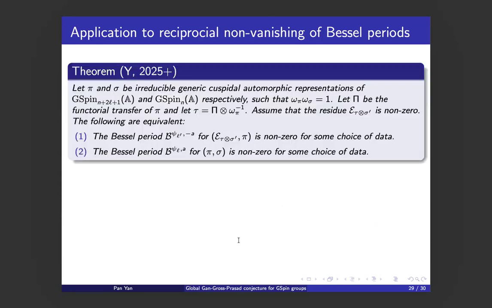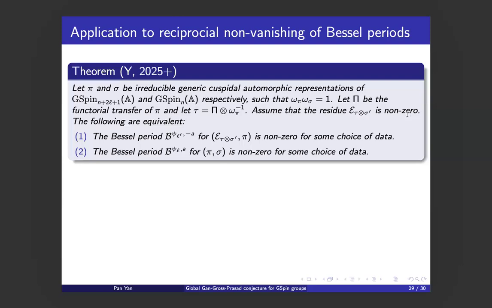And here is a reciprocal non-vanishing result of Bessel periods. We take pi and sigma to be reducible generic cuspidal representations of GSpin(n+2l+1)(A) and GSpin(n)(A) respectively, such that omega pi times omega sigma equals 1. We take capital Pi to be the functorial transfer of small pi, and we take tau to be capital Pi tensor omega pi inverse, and we assume that the residue of the Eisenstein series is non-zero.